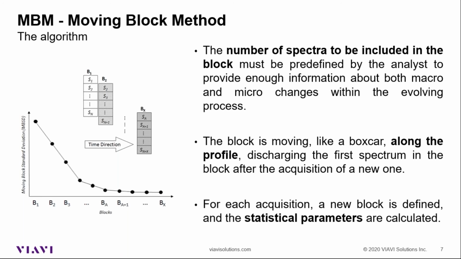So the older one is rejected and the new one is included inside the block. For every block and for every new acquisition, I will calculate my 3 parameters. So the moving block mean, so the mean of the block that is moving, the moving block standard deviation, so the standard deviation inside the block that is moving, and its relation as RSD percentage. So we can see that mainly what we are doing is measure the variability along the process. The lower the variability, the less heterogeneous my mixture is.